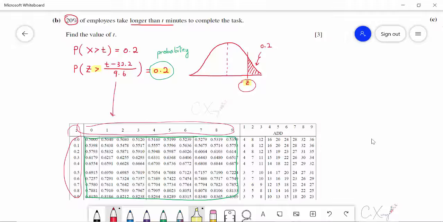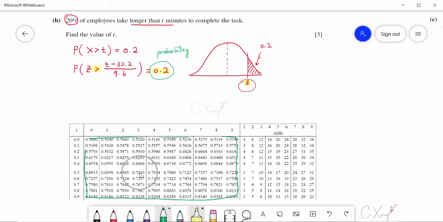Okay, all these are the value of z. So you have to be very clear how to use the table correctly. Now let's come back to the probability part. If you look at the probability area here, the green color part, you will realize that there's no value for this part. It will be equal to 0.2.